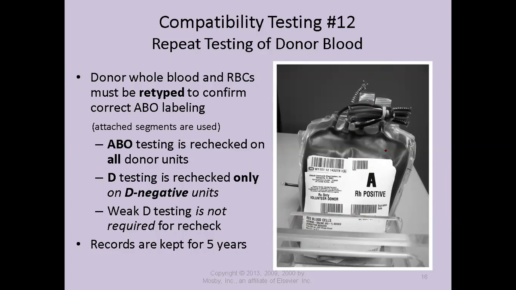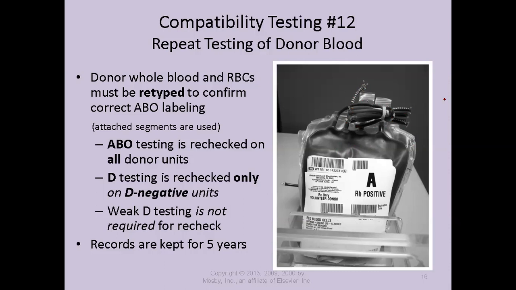When these units arrive in the hospital, they are not just placed immediately in the refrigerator. So we have to do some retyping for confirmation when the units arrive. So donor whole blood and red cells must be retyped to confirm correct ABO. And so they are not going to go into the bag. They are going to use, here they are, those segments. And so remember, this is the tubing.